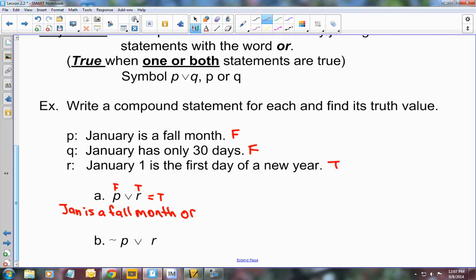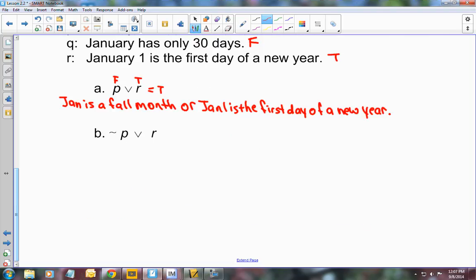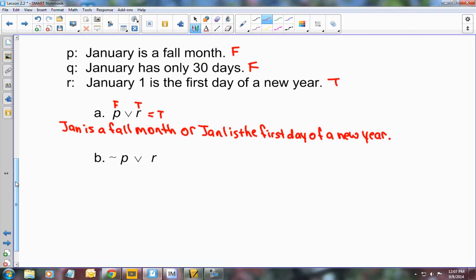or January 1 is the first day of the new year. Okay. Now I'm going to do not P or R. Not P is going to have what truth value? True. And then R is true. So not P, true or true, is true.